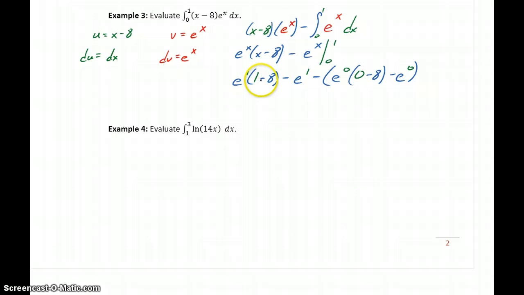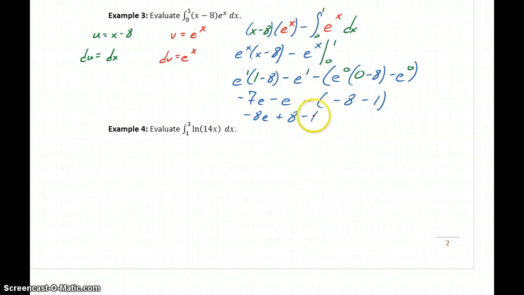So this will become e to the first times negative 7, so we'll get negative 7e minus e, minus, e to the 0 is 1. 0 minus 8 will be negative 8, minus e to the 0 is 1 again. So we'll get negative 7e minus e, this would be negative 8e, plus 8 minus 1, or negative 8e plus 7.